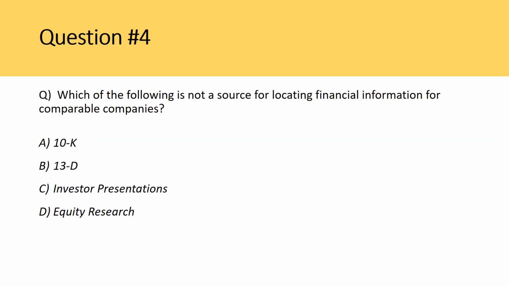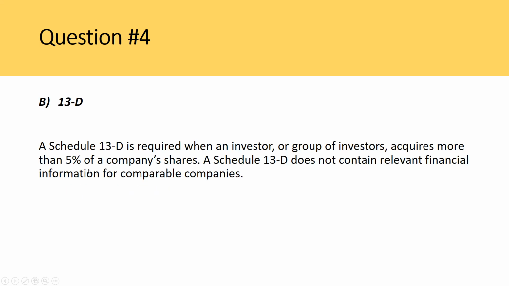Now, question 4, which of the following is not a source for locating financial information for comparable companies? The 10K is the annual report. 13D, I don't think it's 13D. Investor's presentation is another source of financial information, and equity research is a very important source of information, and a lot of analysts refer to their own investment bank's equity research department or others on the street. So the answer in this case, which is not a source of locating financial information, would be 13D for question 4, right? So selection B.